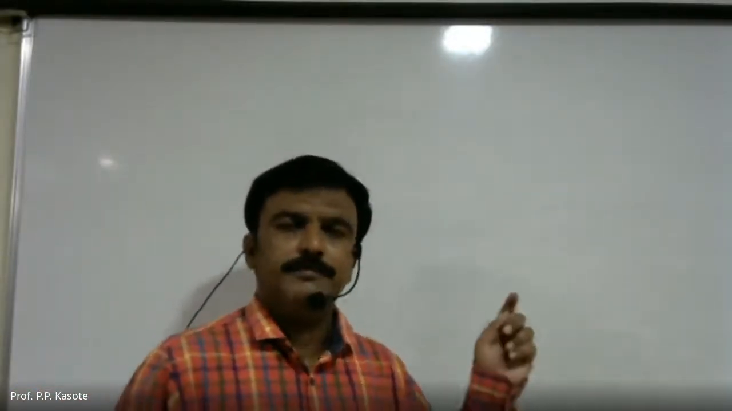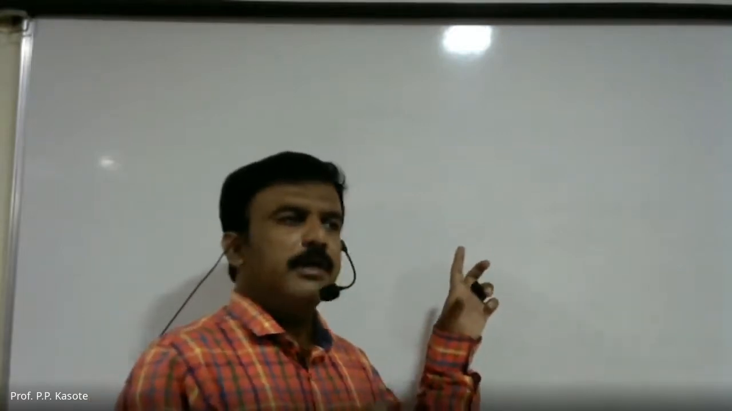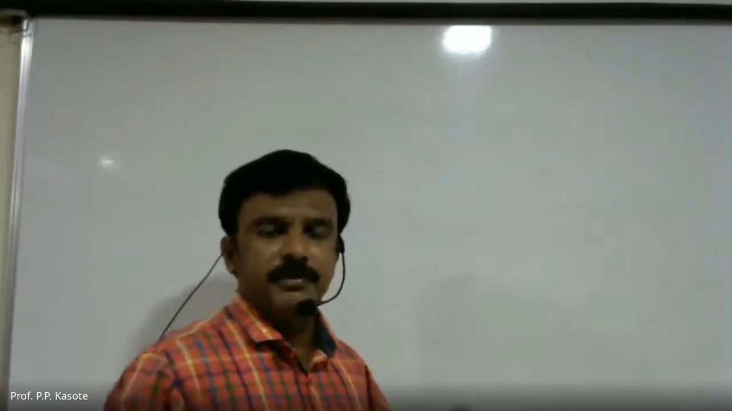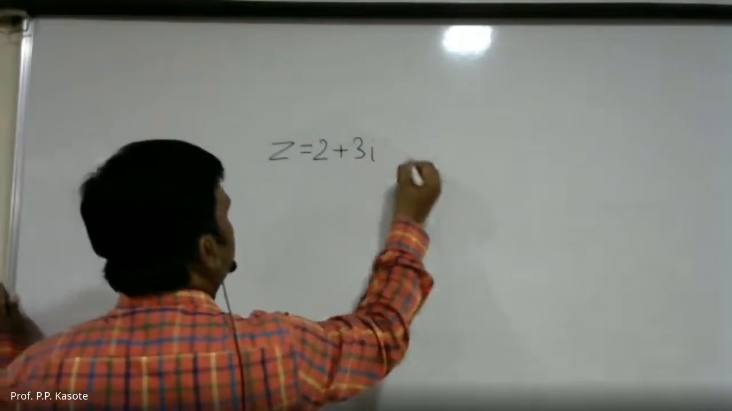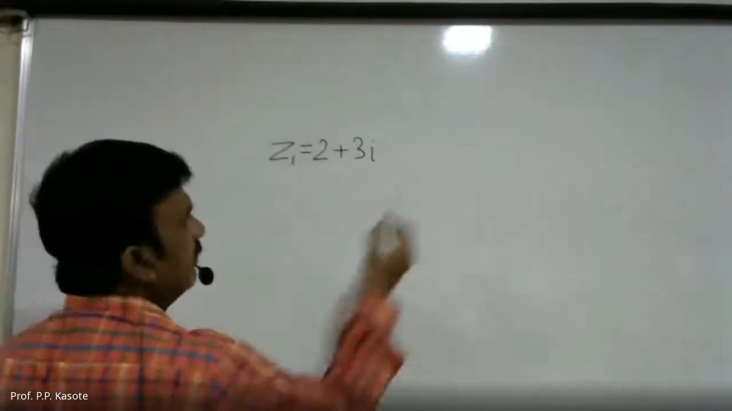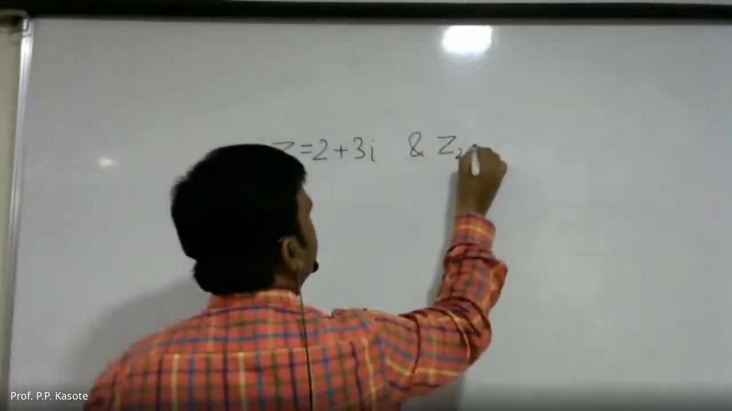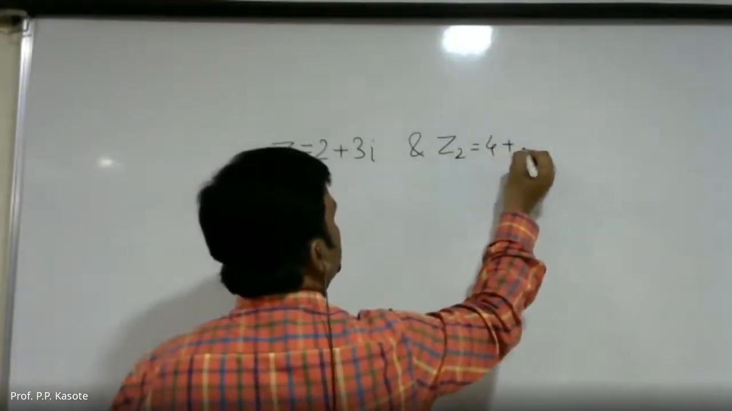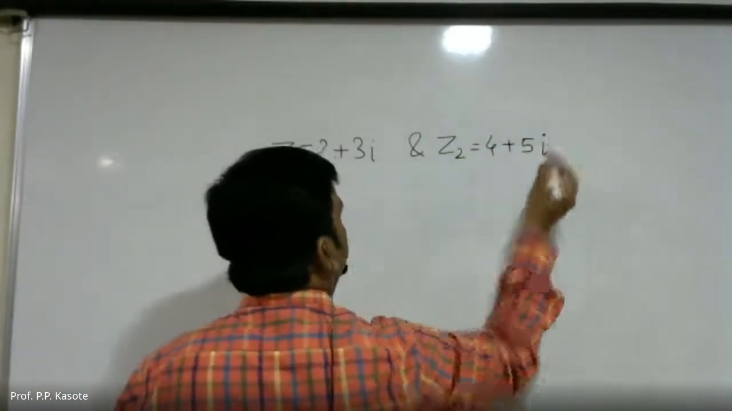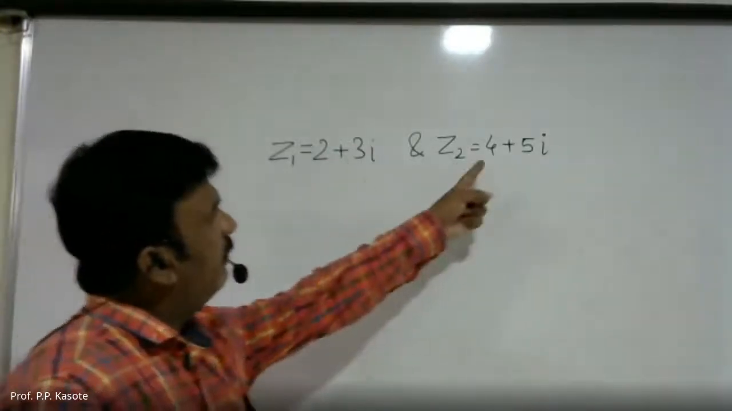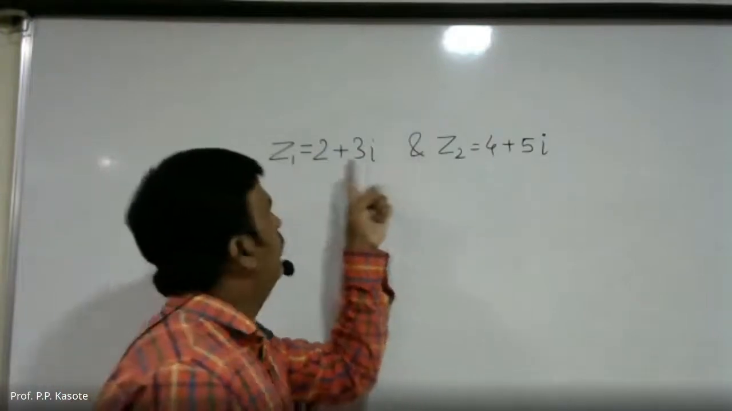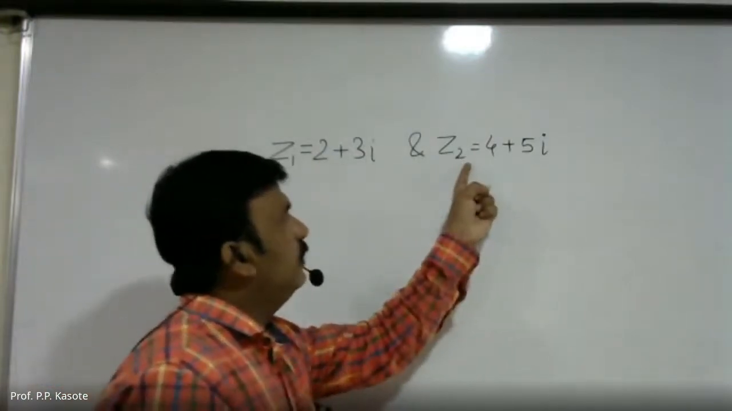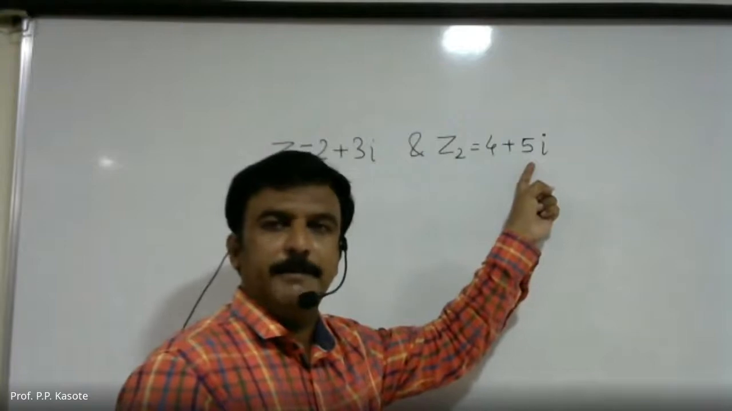Okay, now let us discuss the addition first. Suppose we have two complex numbers, z1 is equal to 2 plus 3i, and z2 is equal to 4 plus 5i. We have two complex numbers z1 and z2. The value of z1 is 2 plus 3i, whereas z2 is 4 plus 5i.